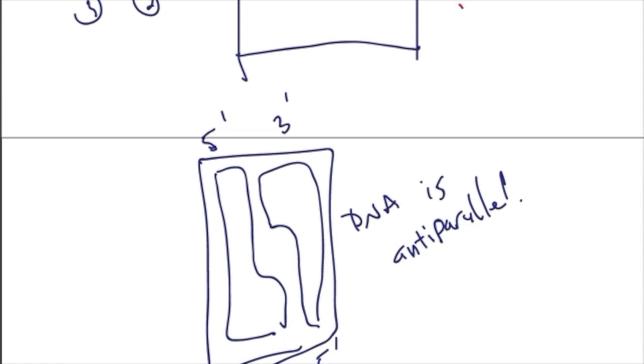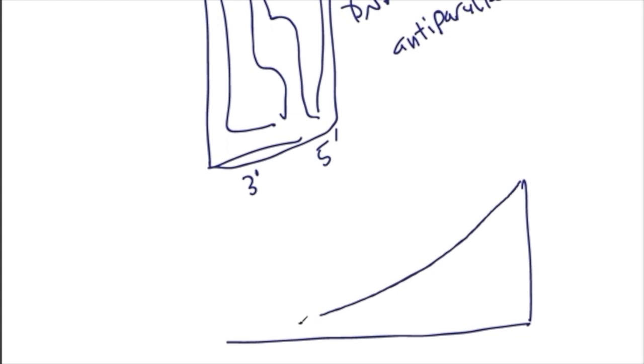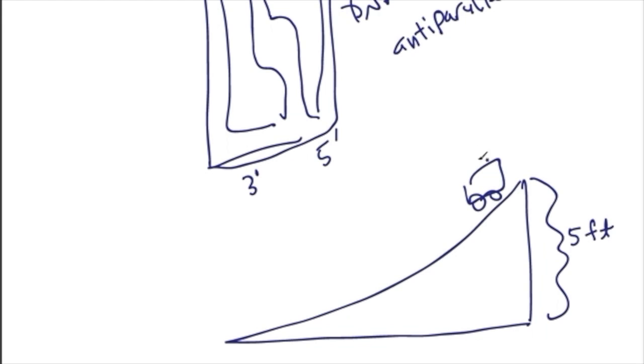Now, if you think of a skateboarder on a skateboard ramp. The ramp goes like this, and let's say this ramp is 5 feet up. The skateboarder is right here, that's the skateboard, and the skateboarder is going this way. You notice how the skateboarder is riding on top of the ramp?